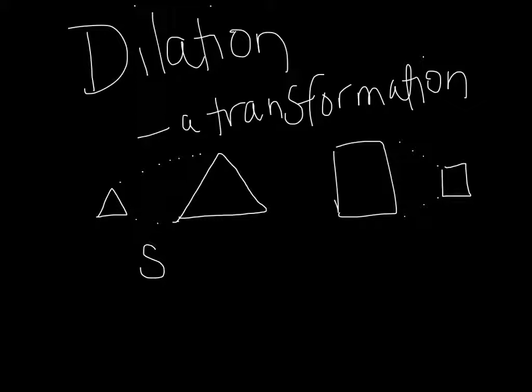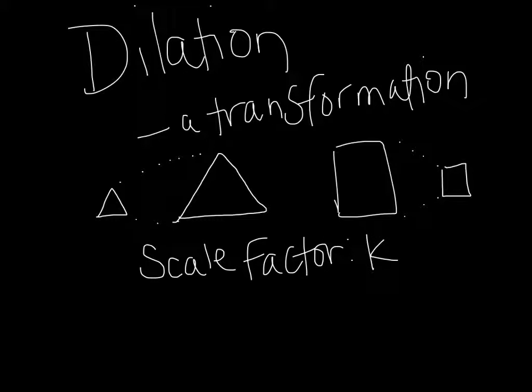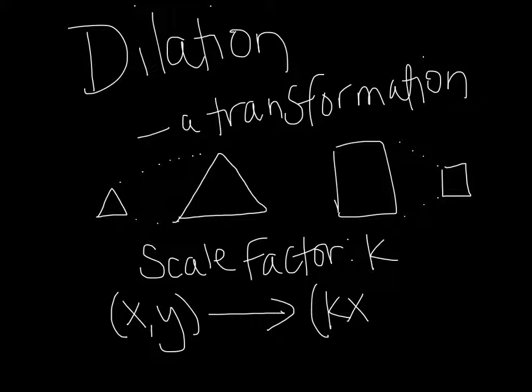The first is that there's always going to be a scale factor. For right now, we're just going to call the scale factor k in basic terms. The way our rule looks is we've got x, y, our original coordinate. To get to the coordinate for our image, I'm going to take my x and multiply it by my scale factor, and then I'm also going to multiply my y by my scale factor. That'll give me my new point.